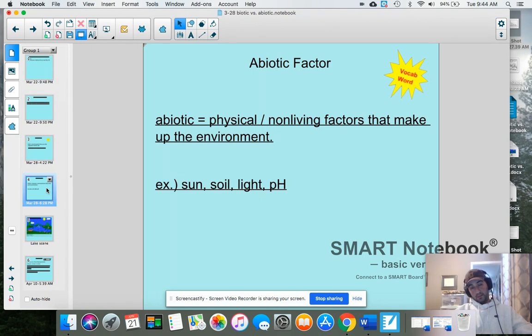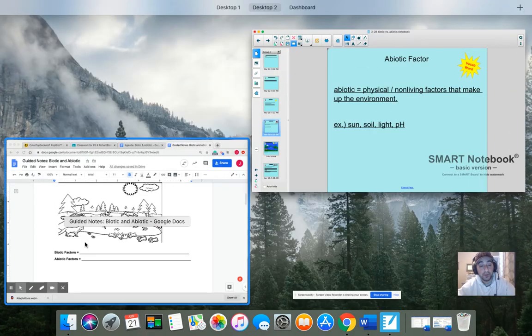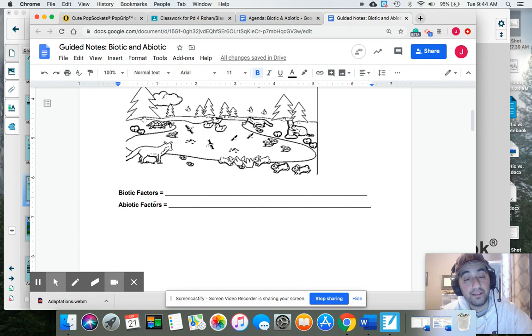All right, so coming back to abiotic. An abiotic factor is a physical or non-living factor that makes up the environment. So, for example, in an ecosystem, the sun is non-living, soil, light, pH. All right, rocks is another example. A rock is non-living, so that would be an abiotic factor. So in your guided notes, go ahead and copy that down over here where it says abiotic.